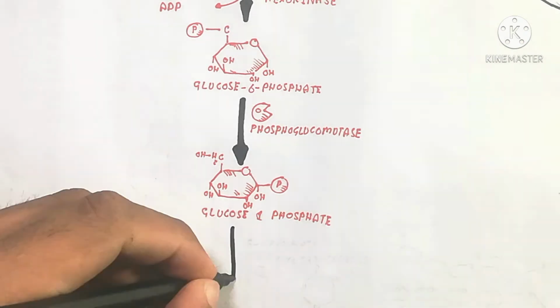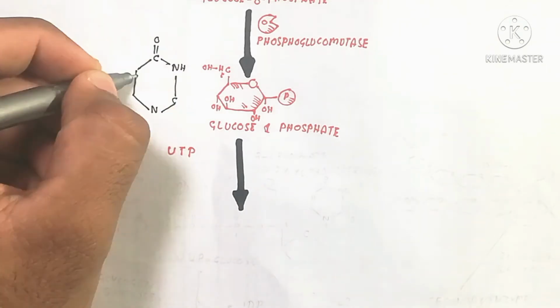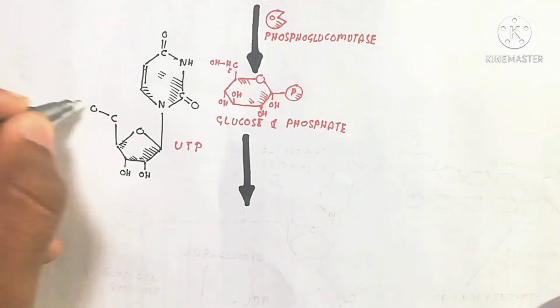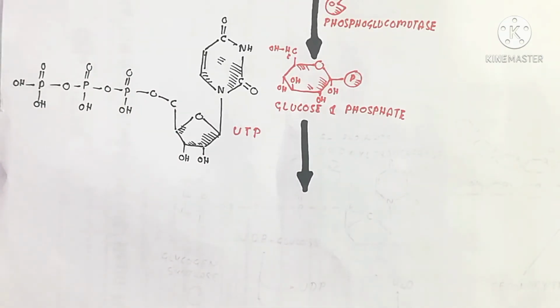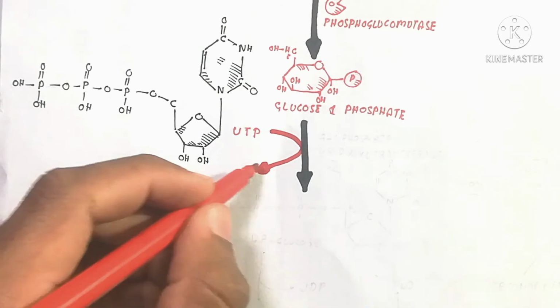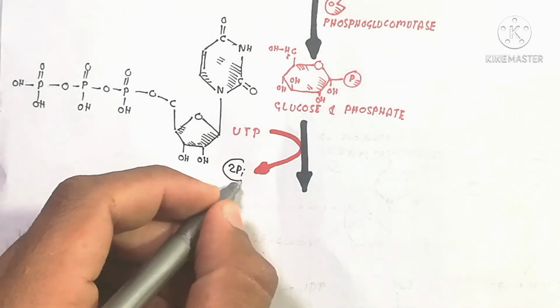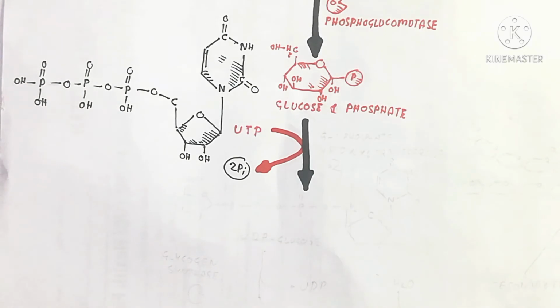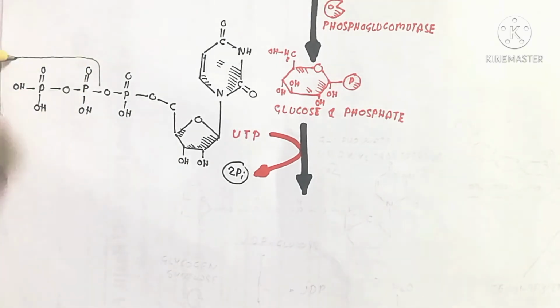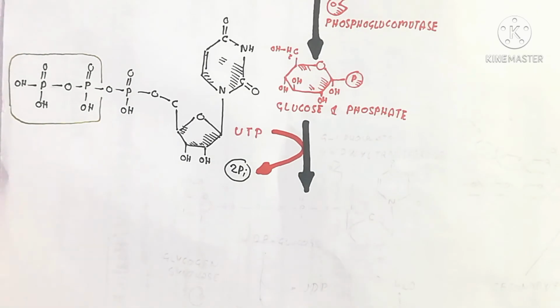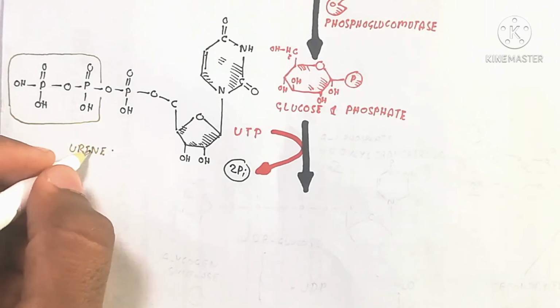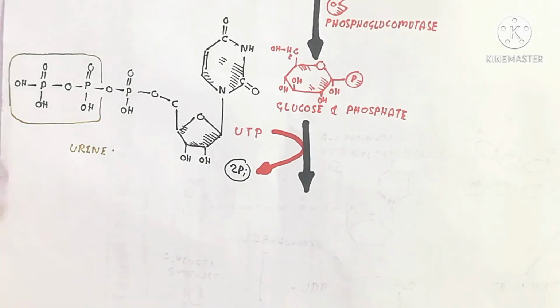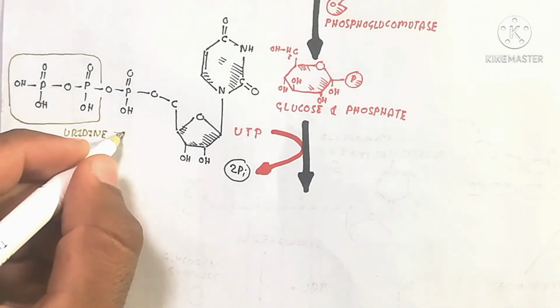After that, UTP is used. UTP means uridine triphosphate. Uridine triphosphate is like ATP, but with uridine attached instead of adenosine. So uridine contains 3 phosphate groups and a ribose sugar, and 2 phosphate groups will be separated. Glucose 1 phosphate and uridylyl transferase enzyme are used to produce UDP glucose. UDP glucose means uridine diphosphate glucose.